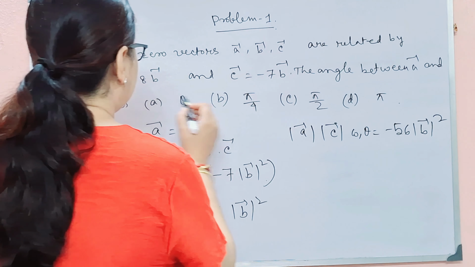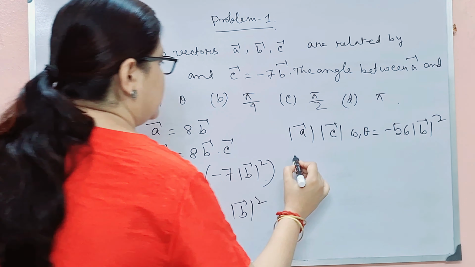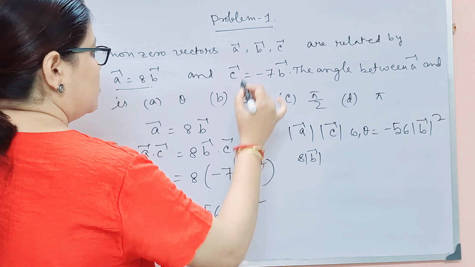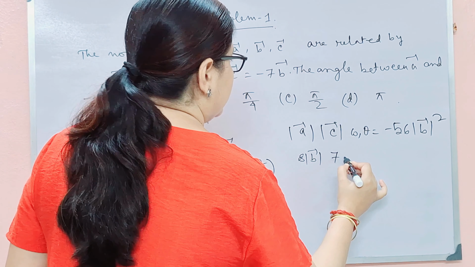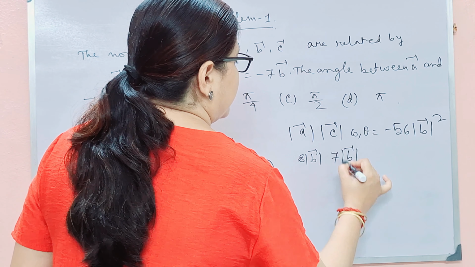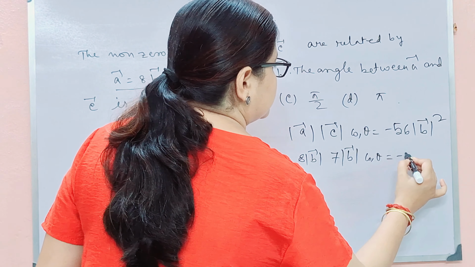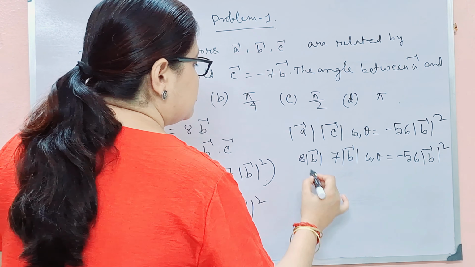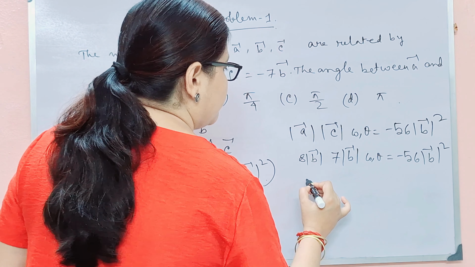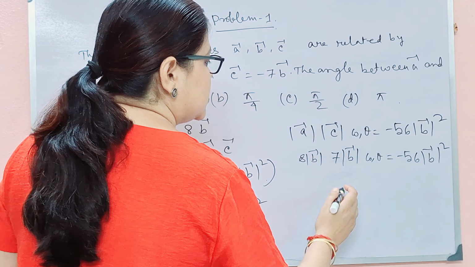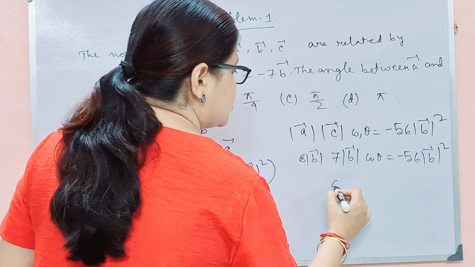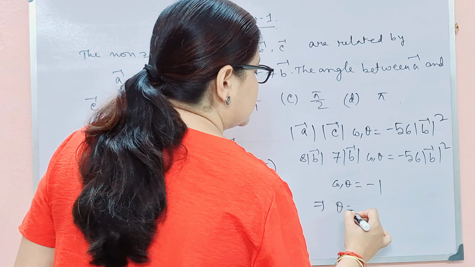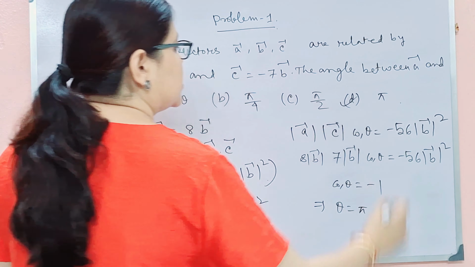Now mod A equals, from this equation, 8 mod B, and mod C equals, from this equation, 7 mod B. So 56 mod B square cos theta equals minus 56 mod B square, and the 56 mod B square will be cancelled from the right hand side. So cos theta will be equal to minus 1, implies theta equals pi. So D is the correct option.